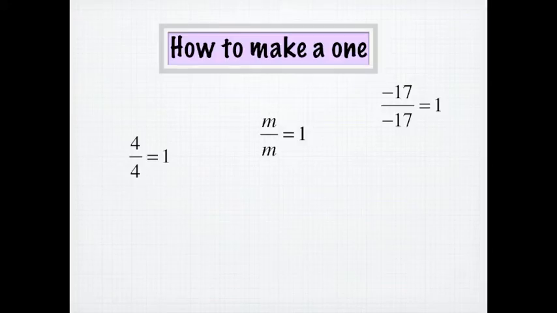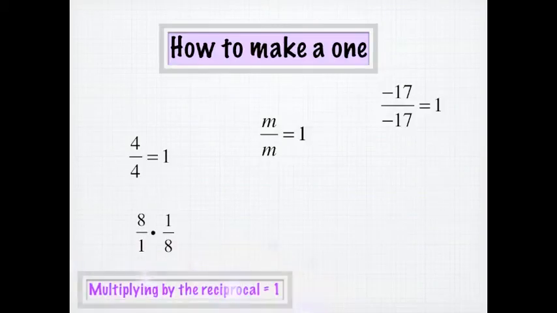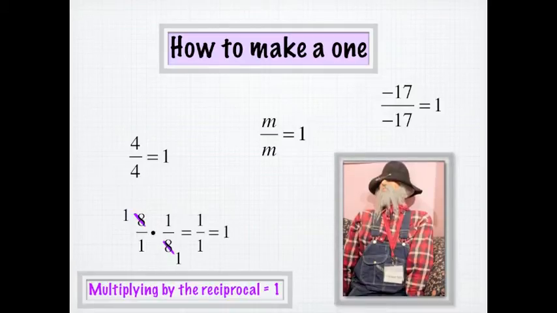The other way to make a 1 looks like this. It's called multiplying by the reciprocal. I simplify diagonally by using a common factor, which in this case is 8. 8 divided by 8 equals 1. I multiply straight across, and 1 divided by 1 equals 1. This should look and sound familiar.